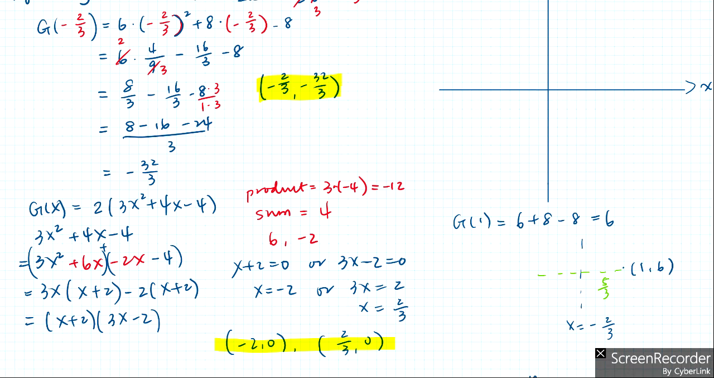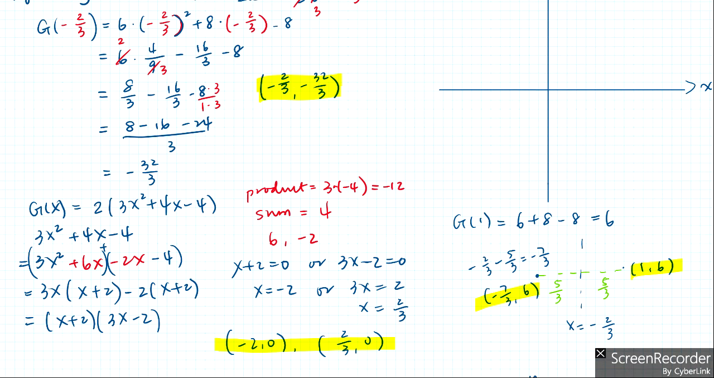And equal distance to the other side would mean I want to go another 5/3 to the left of negative 2/3. Altogether, negative 2/3 minus 5/3 is going to be negative 7/3. Therefore, this point, the mirror point, is going to be (negative 7/3, 6) over here. So these are the two additional points I can use in order to create the graph.